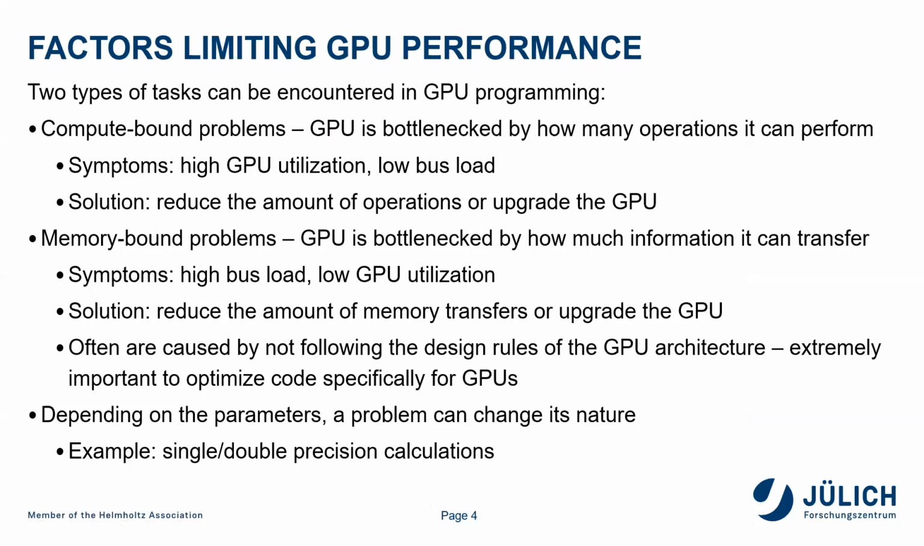So there are two types of problems that can be encountered in GPU programming. First, well, it's similar to CPU programming. There are compute-bound problems where the GPU is bottlenecked by how many operations it can perform. And then there are memory-bound problems where the GPU is bottlenecked by how much information it can transfer. And this covers the bandwidth value we have seen on the previous slide. So it's fairly easy to distinguish them. If you're compute bound, you get a high GPU utilization and low bus load.